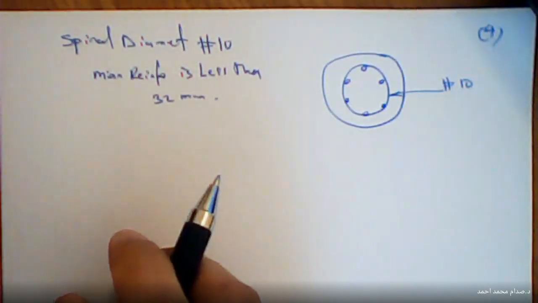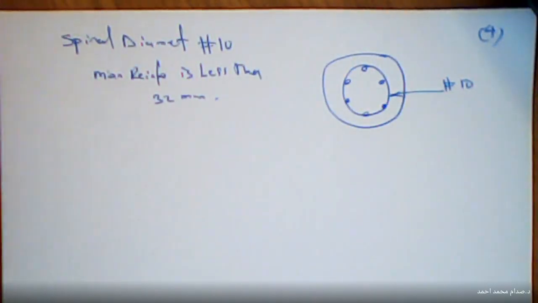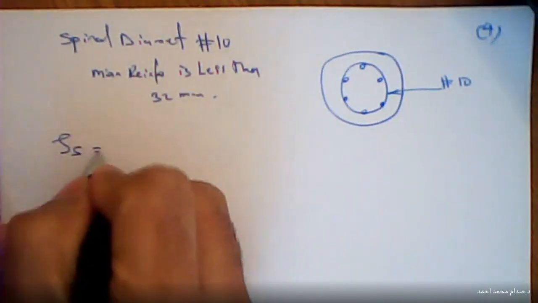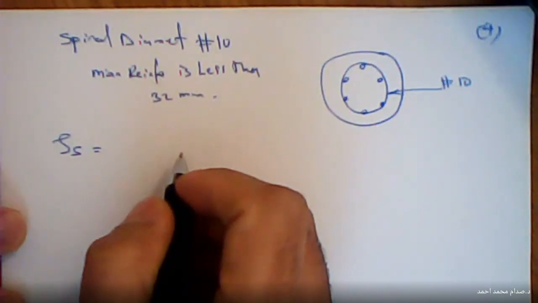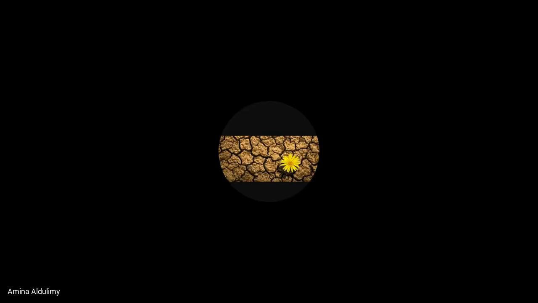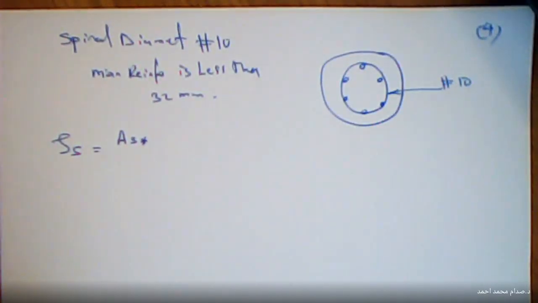So next, I have to get the formula for the spiral. I have to calculate rho s. Rho s is equal to what? Do you remember? I don't actually remember. I will show it to you in the presentation. Not this one, the other formula. I will show you which one.